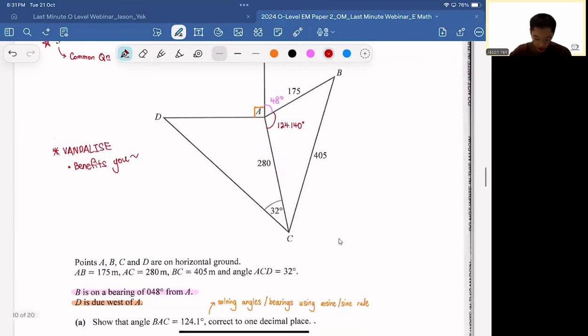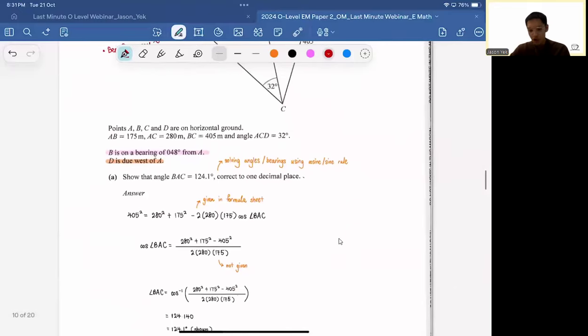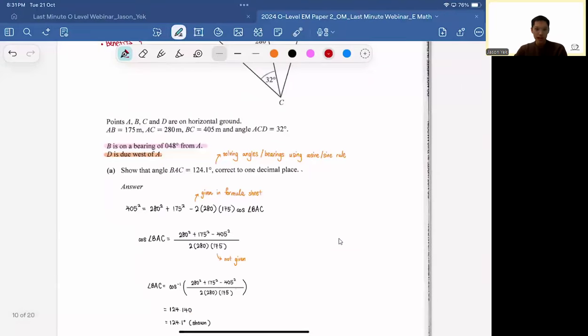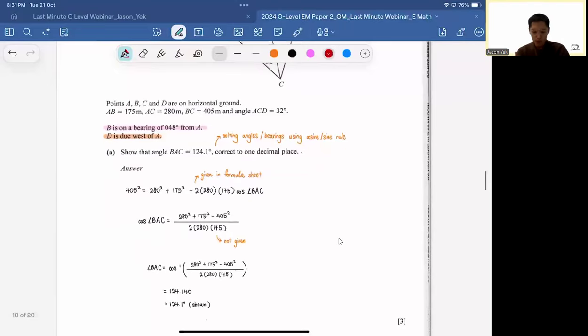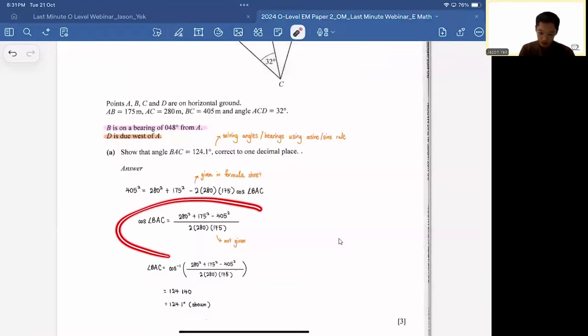Usually in this case, first question, solving using angles, bearings, using a cosine or sine rule, depending on the context. Now some of you may forget your sine rule and cosine rule. So what I want you to do is always remember to check what is given in the formula sheet. When you talk about finding angles, you'll be like, oh, I need to remember this formula. But actually, there's no need. Why? You have this one given in the formula sheet.